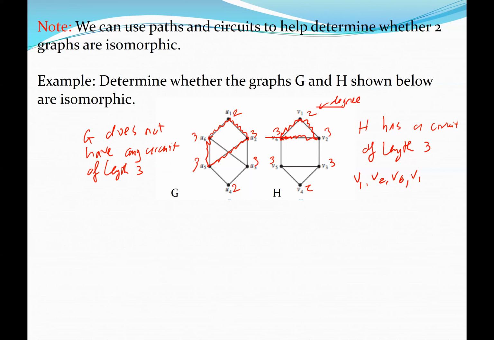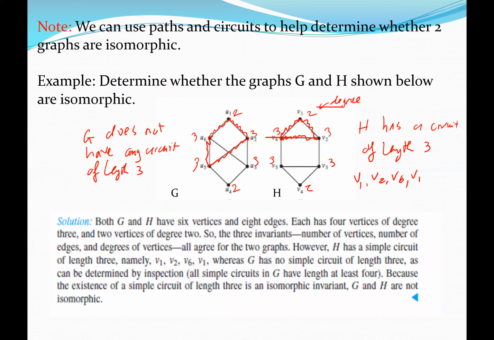See, that's another way to determine whether two graphs are isomorphic, based on the number of paths or circuits that you have. So you can use that logic to make the argument when you do the exam, or you can use the definition to show it.